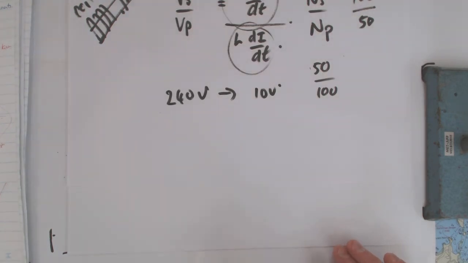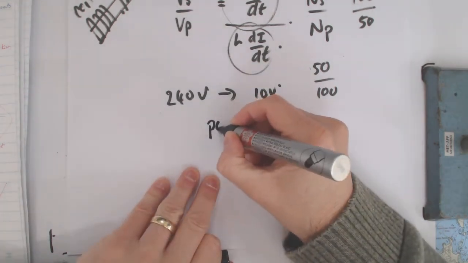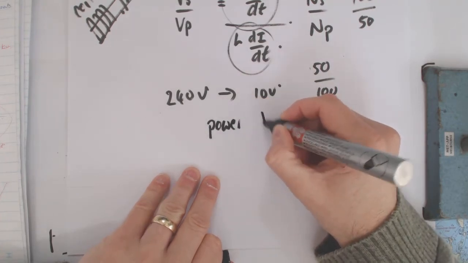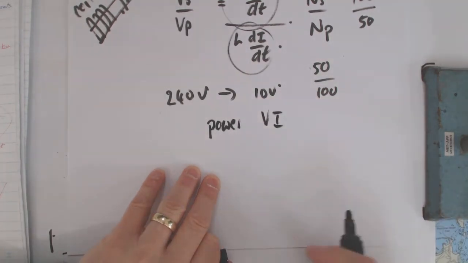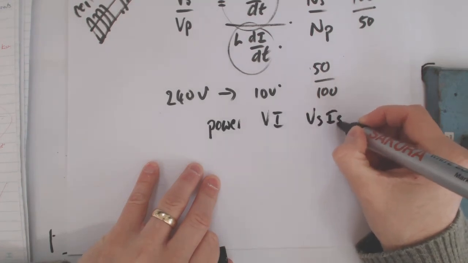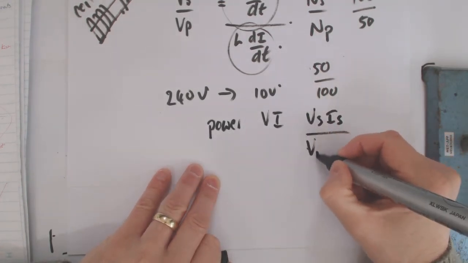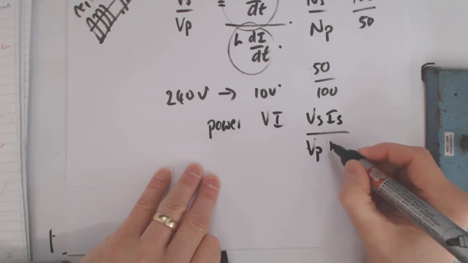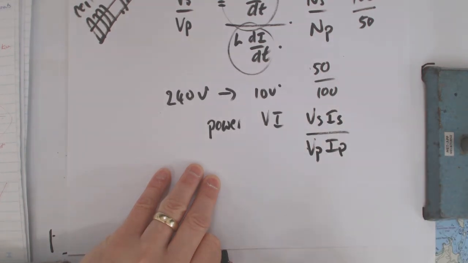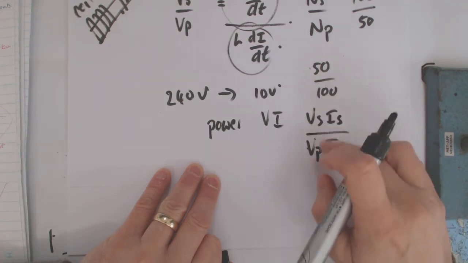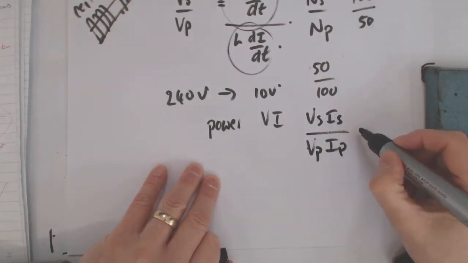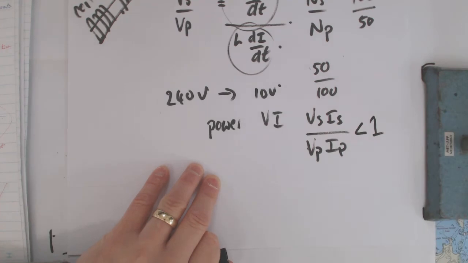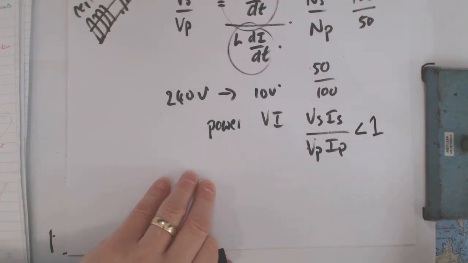What I mean by that is, from a power point of view, you're never going to get more than 100%. So what is power? Power is just volts times amps. So the volts in the secondary times the amps in the secondary over the volts in the primary times the current in the primary must always be, as a percentage, less than 1. Right? So if it was like 0.9, that's a 90% efficiency. Right? If you get that much.